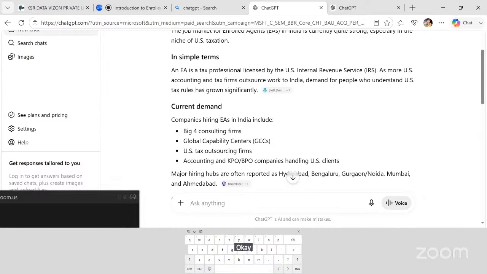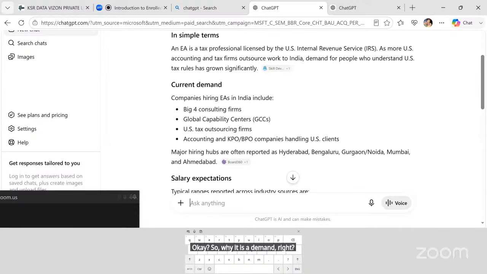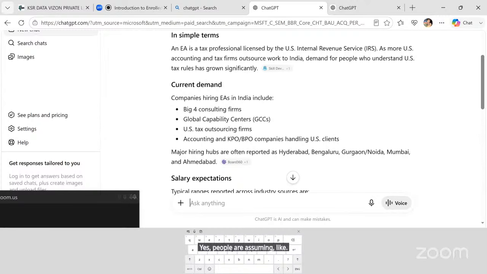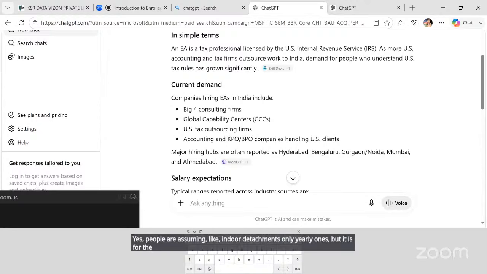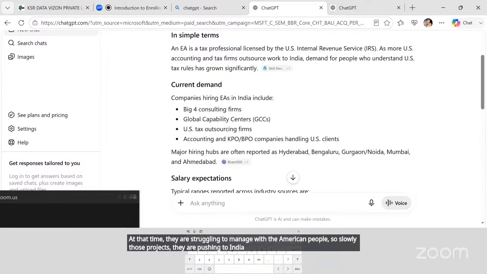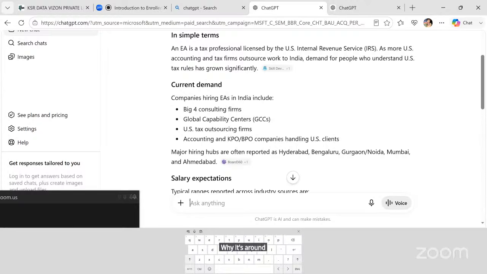So why is there demand? Because of less labor cost here. We will get work done for a much lower package compared to the American market. People assume individual tax means only yearly filing, but from the company's point of view, they need to check taxation every day to reduce it, and at year end that work will be more. At that time they struggle to manage with American staff, so slowly those projects are being pushed to India. Around 40 years back, all the software jobs came to India. The reason, sir?